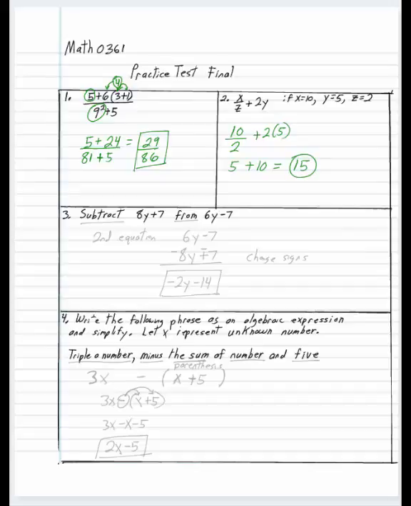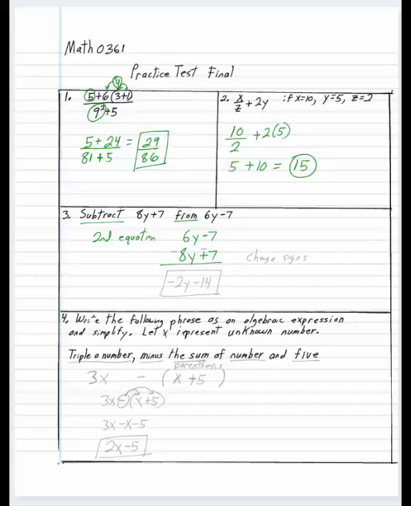Alright, question number 3 is tricky. It says subtract 8y plus 7 from 6y minus 7. The trick is to do this whenever you see subtract and from. Write the second expression first, which is 6y minus 7. Then underneath, put the first expression, 8y plus 7.